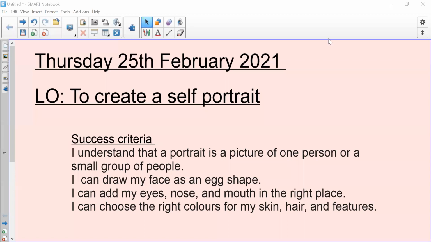Good afternoon, children, and welcome to your art lesson today. So the date is Thursday, the 25th of February, 2021, and your learning objective is to create a self-portrait.